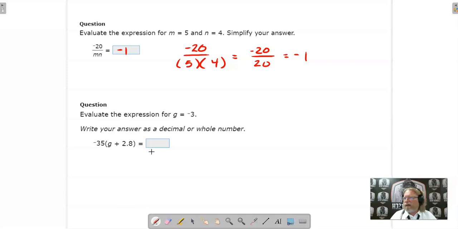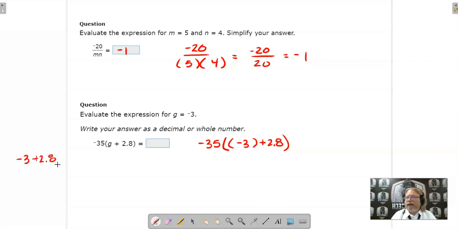On this one here, I have a negative 35, and then it needs to be multiplied times the quantity of whatever g plus 2.8 is. So I'm going to use a parenthesis to hold that value of g in there, plus 2.8. Okay, now I'm going to put in that value of g, which happens to be negative 3. So I need to deal with this little part right here first. I'm going to do that over here to the side. Negative 3 plus 2.8.